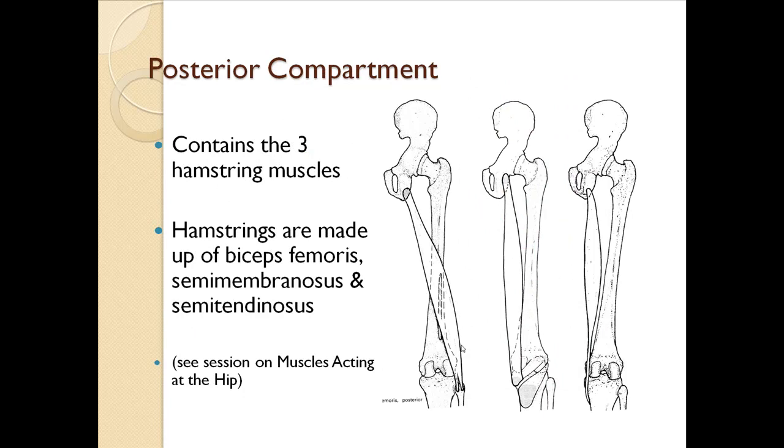This is the posterior compartment, so we've got the three hamstring muscles, as mentioned earlier, that all converge onto the ischial tuberosity before passing down to their distal attachment. Two of them being medial and one being lateral. So over here we've got semitendinosus that lies on top of semimembranosus, and then we've got biceps femoris that comes down to the head of the fibula.